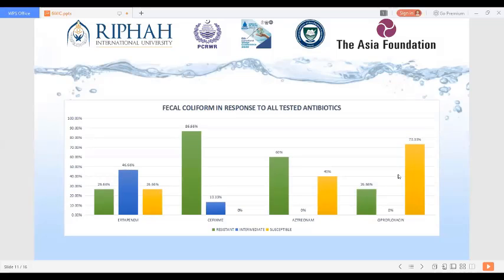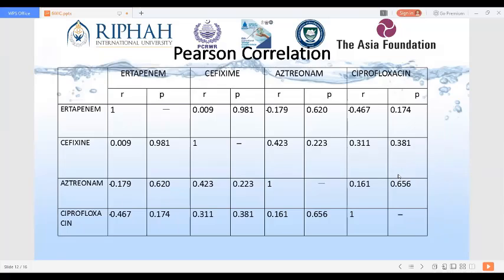And the same response for the fecal coliform, which was tested for all antibiotics, where we found that 26.6% isolates of fecal coliform showed resistance to ertapenem, and 86.66% show resistance to cetirizine, while 60% show aztreonam resistance, and 26.6% isolates show resistance to the ciprofloxacin antibiotic.